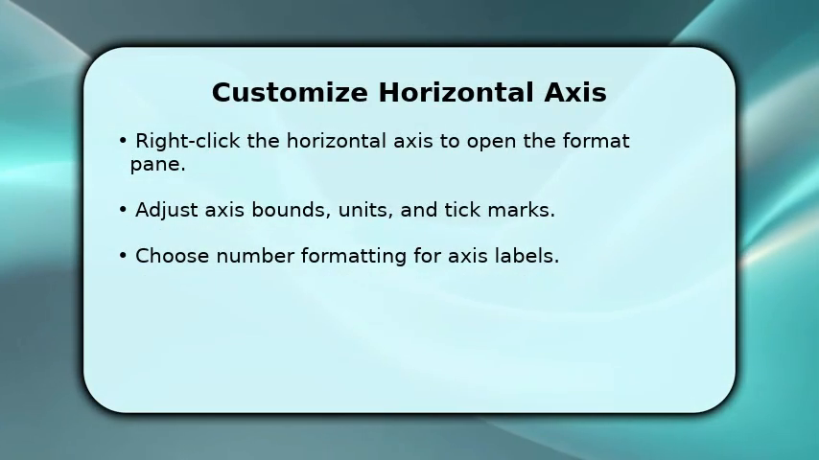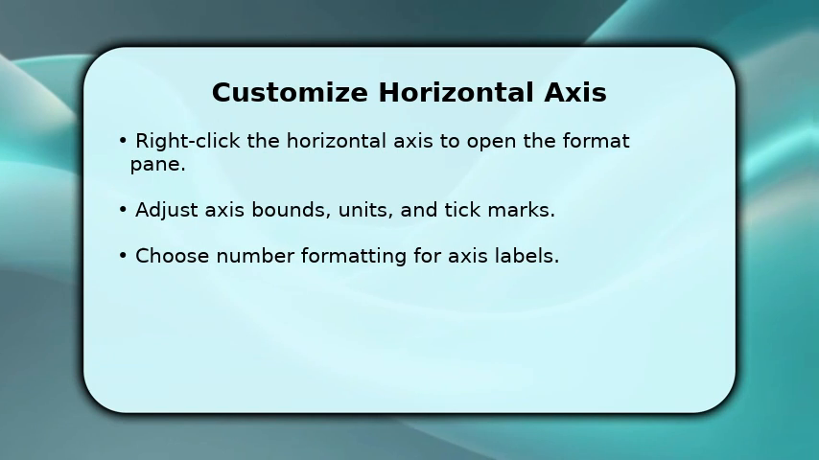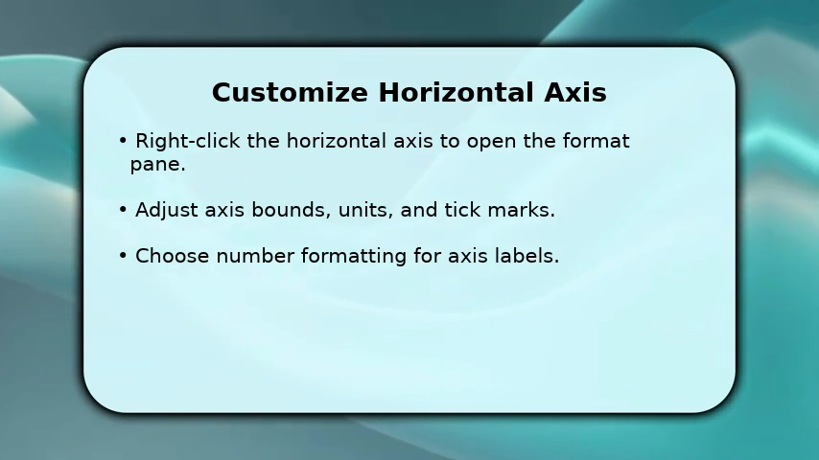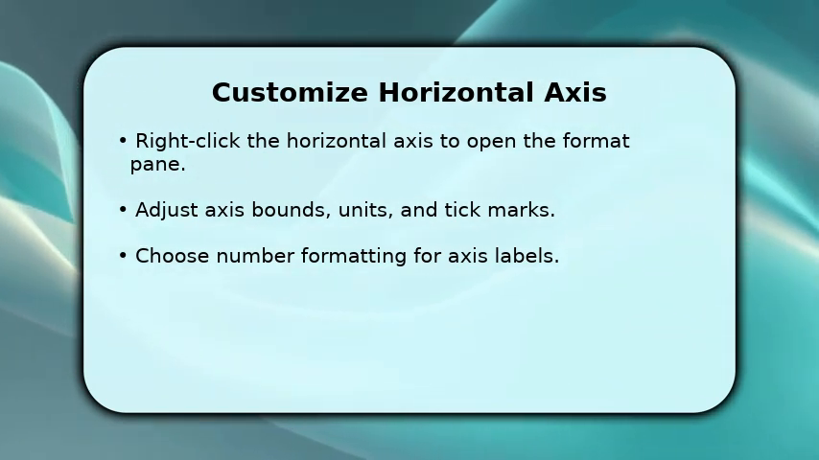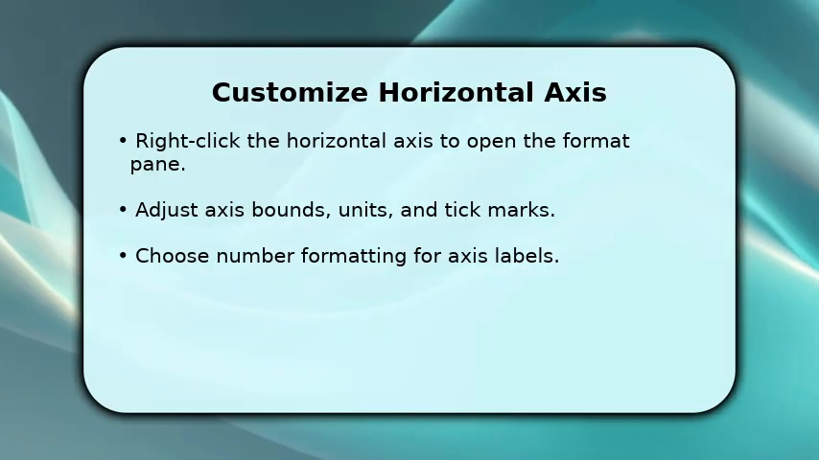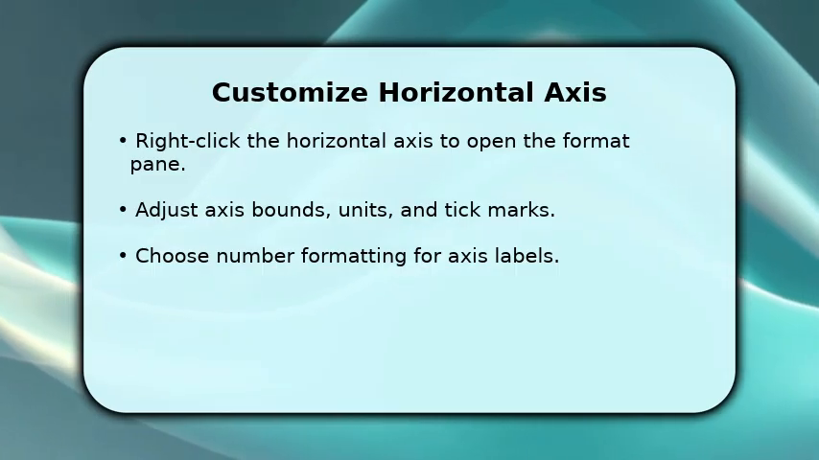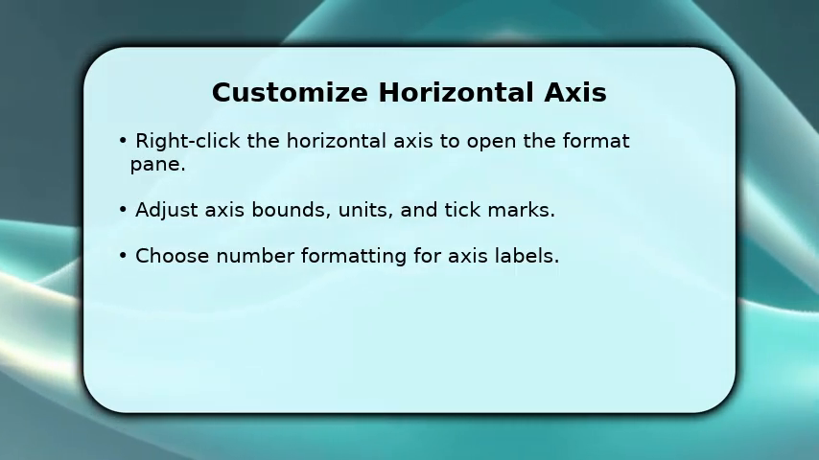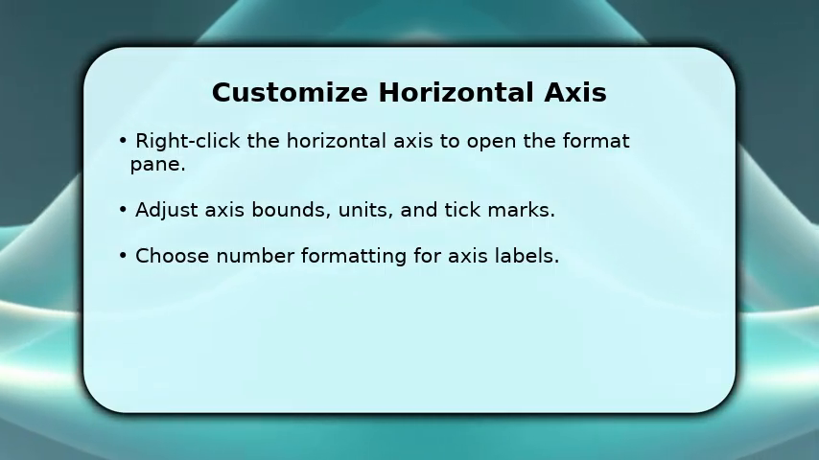To customize your horizontal or X-axis, right-click directly on it and select Format Axis. This opens a pane on the right side of your screen. Here, you can set the minimum and maximum bounds, adjust the major and minor units, and define tick mark types. You can also choose specific number formatting for your axis labels, like currency or percentages.